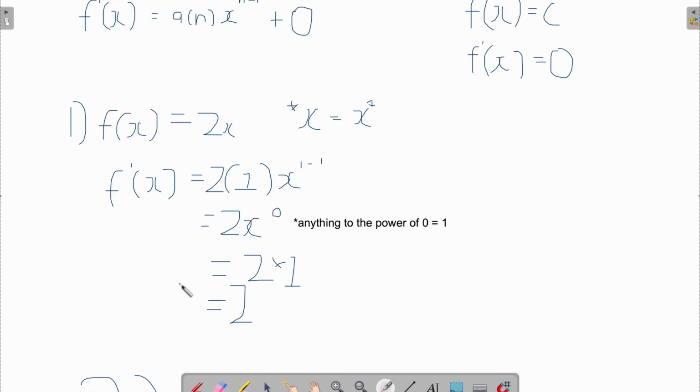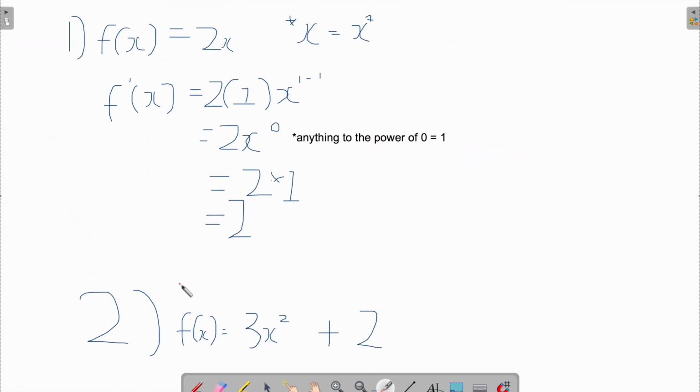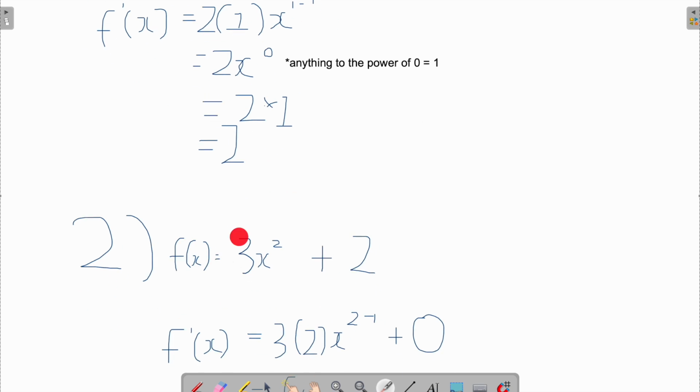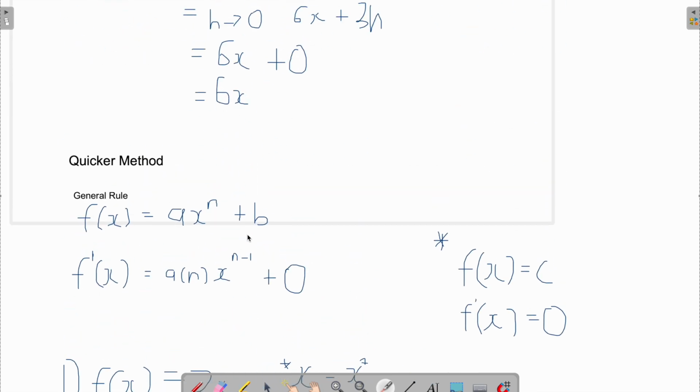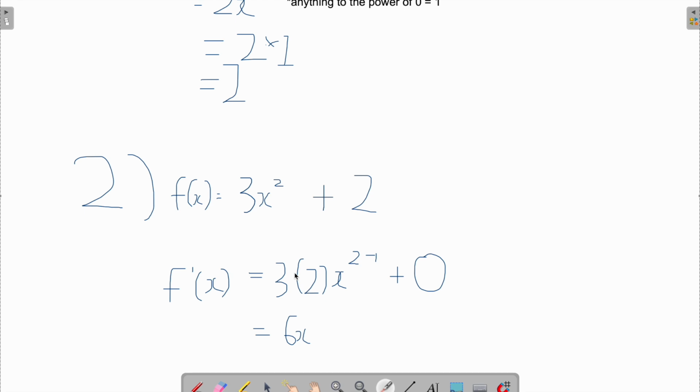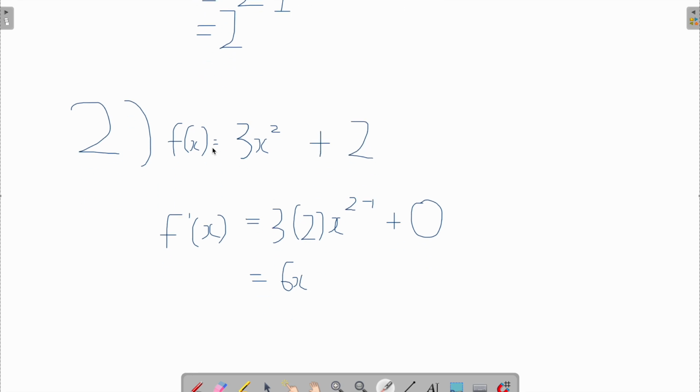Awesome. So now let's apply this to our final worked example of the day. So we have f of x is equal to 3x squared plus 2. All right, so let's go back. What do we have to do? We have to bring the n down, and we have to take the power and minus 1. And if we have any constants, we have to make them equal to 0. So here is f of x is equal to 3x squared plus 2. Awesome. So 2 is our n here.